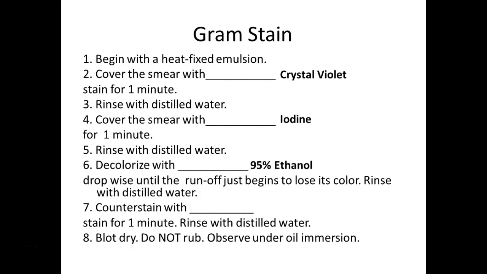We do this dropwise over a paper towel until it goes from dark purple to light purple. You don't want to do it until it's clear. You'll over-decolorize your gram positives, and that won't give you accurate results.